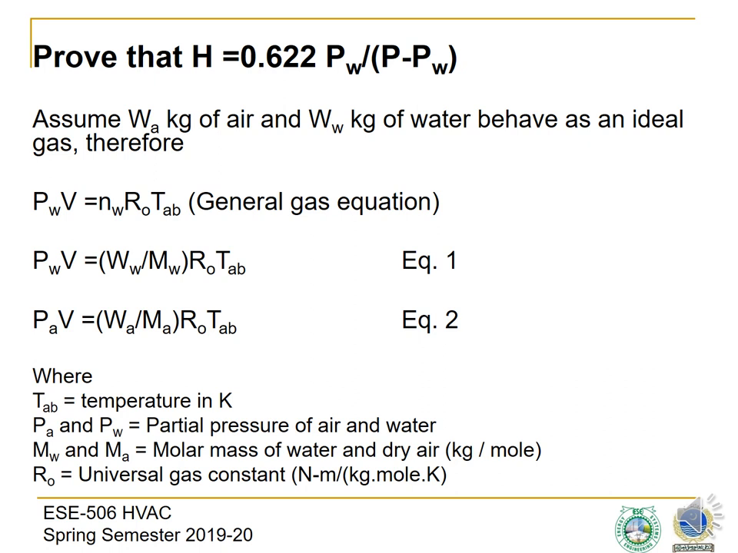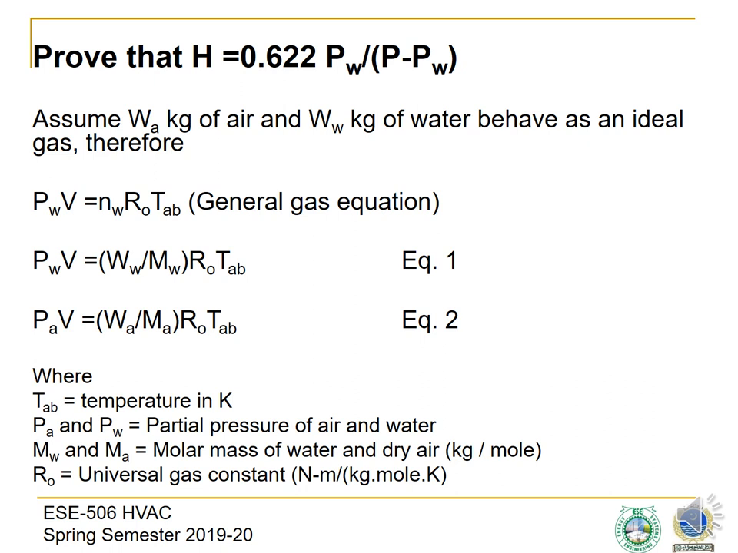So in this slide, we will prove that H is equal to 0.622 Pw over P minus Pw, where H is the humidity ratio, Pw is the partial pressure of water vapor, P is the total pressure of moist air, including water as well as air, and Pa is the partial pressure of air. So assume Wa kg of air and Ww kg of water behave as an ideal gas. It means that the assumption of this proof is that we will have to assume the air-water vapor mixture as an ideal gas, because we want to apply the general gas equation here.